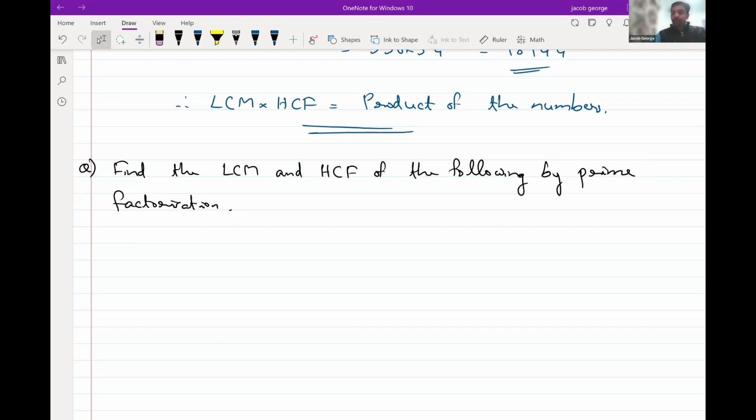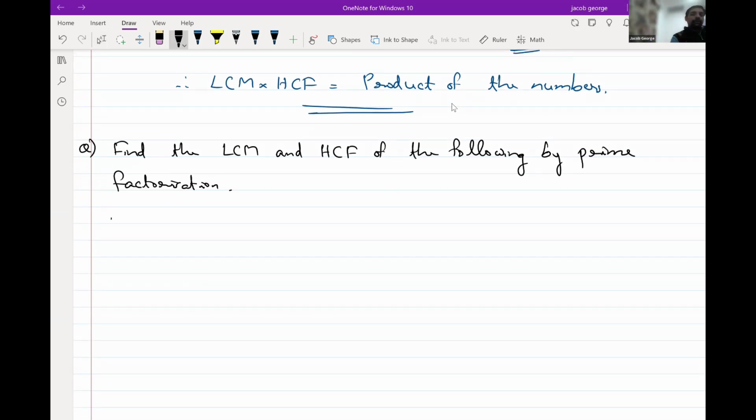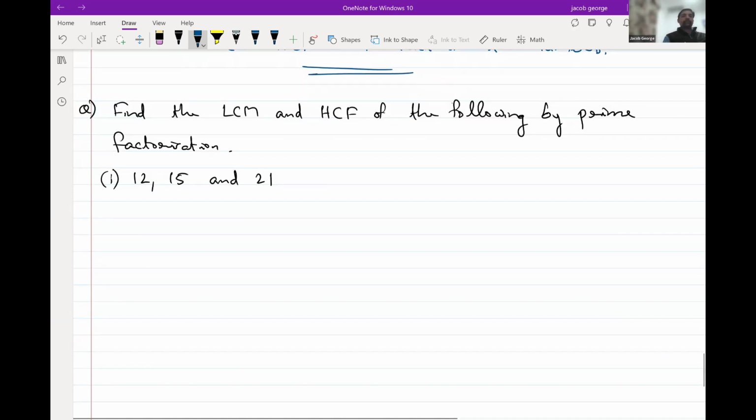First question: 12, 15, and 21. Find the LCM and HCF of the following by prime factorization. Question number 1: 12, 15, and 21.